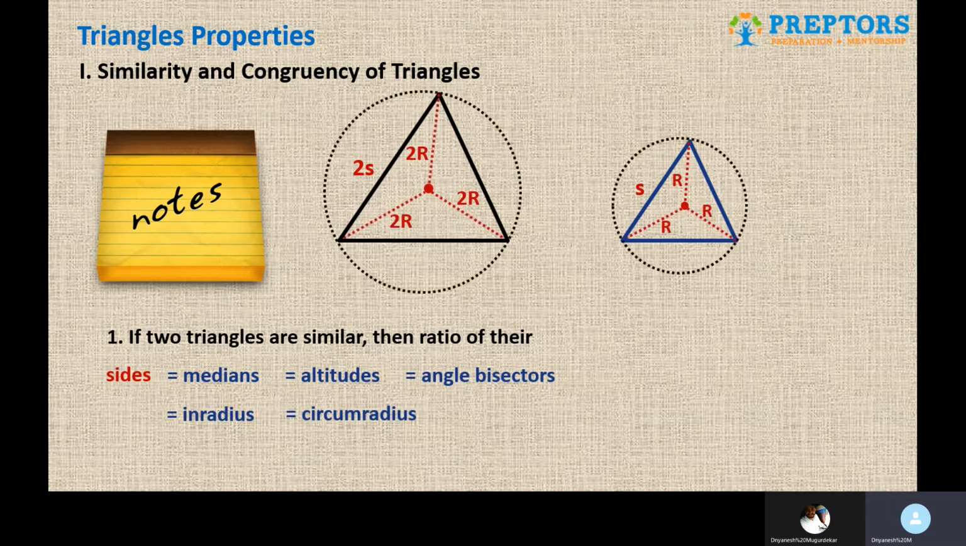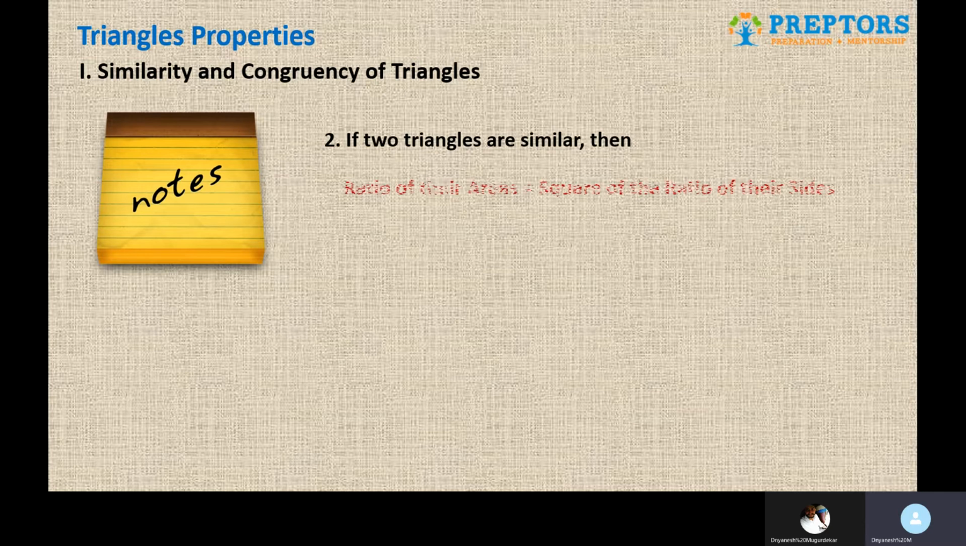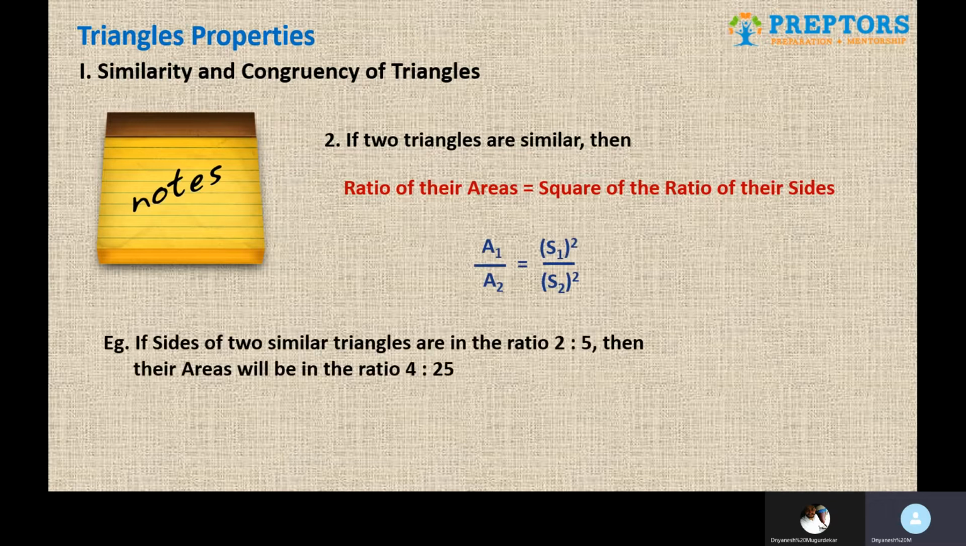The second one: if the triangles are similar, then the ratio of their areas is the square of the ratio of their sides. This is one of the very, very important properties. So suppose the sides of two similar triangles are in the ratio 2:5, their areas will be in the ratio 4:25, the square of 2 and 5, the square of the ratio of the sides.